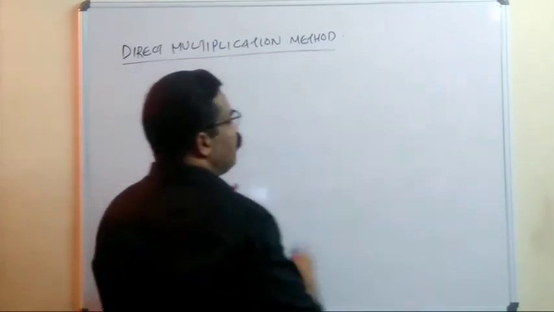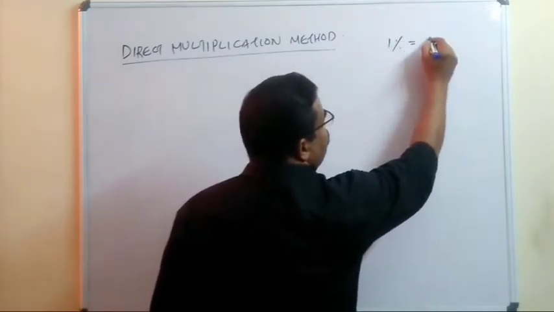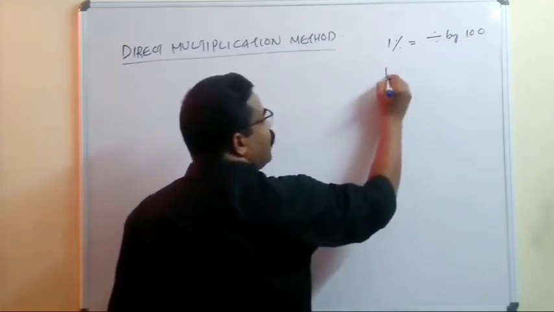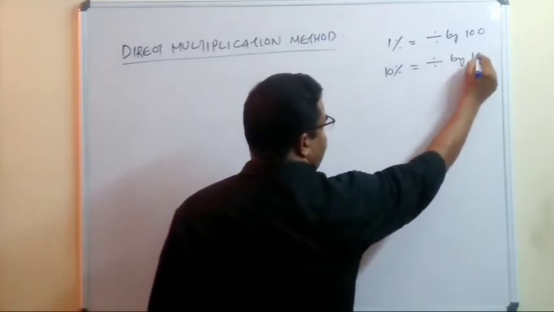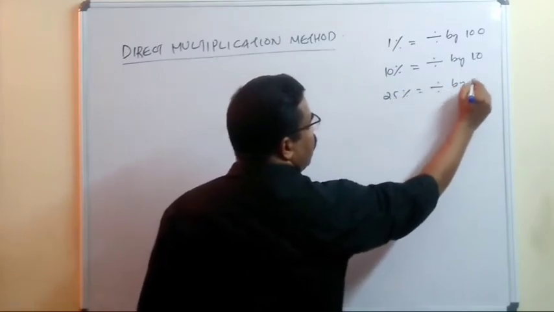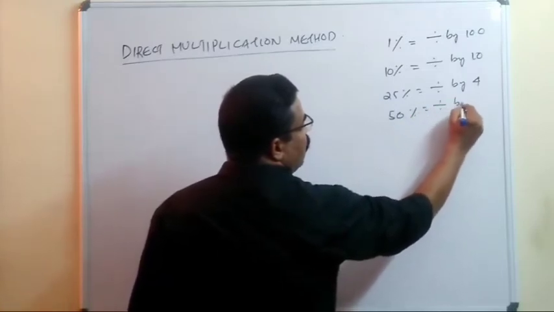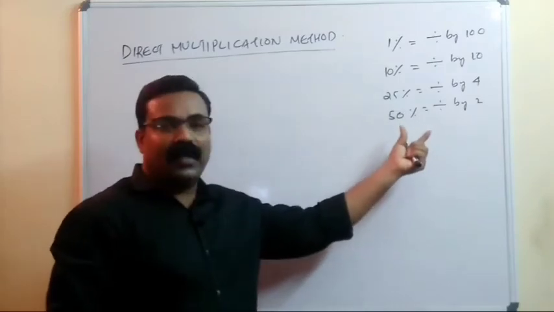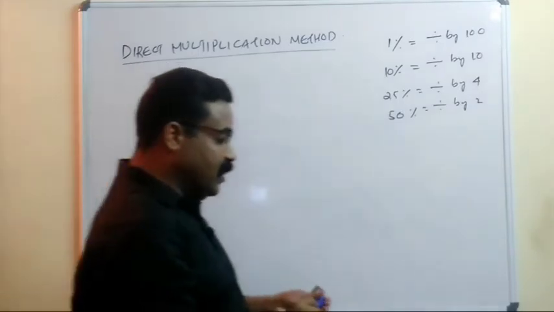So first what we have learned is, if you want to find out 1%, you have to divide the number by 100. If you want to find out 10%, then divide the number by 10. If you want to find out 25%, divide the number by 4. If you want to find out 50%, then divide the number by 2. So these are common concepts which we have already learnt. So now the question comes. Direct multiplication method we have already seen.